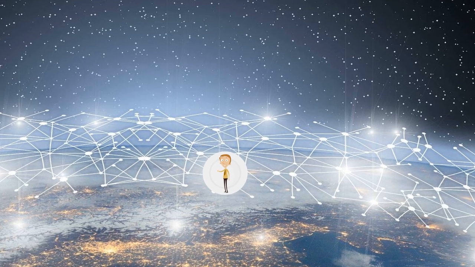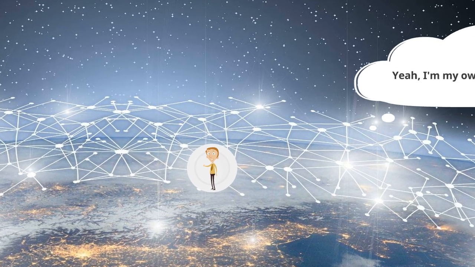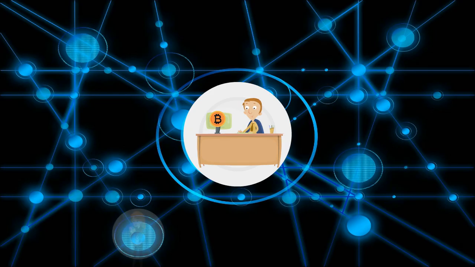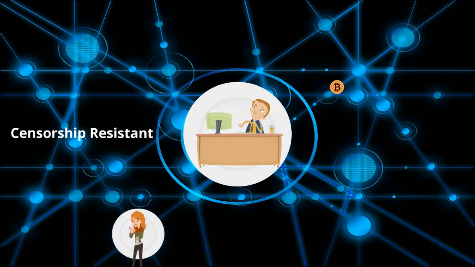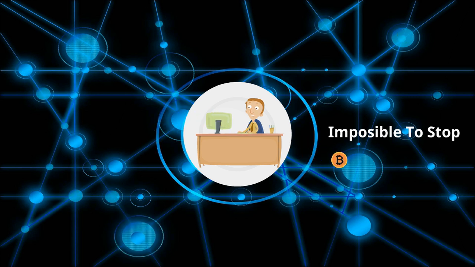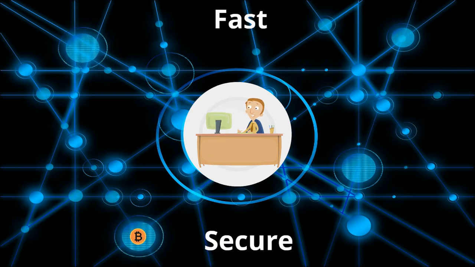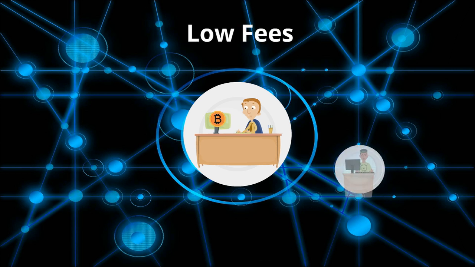Bitcoin has no borders, so this borderless system cannot require anyone's permission to be used or activated. It's a censorship-resistant and impossible-to-stop system. Bitcoins and the transactions between participants are fast, secure, and relatively cheap.